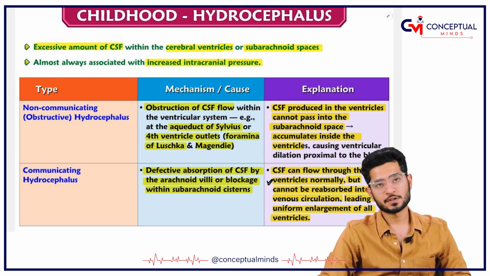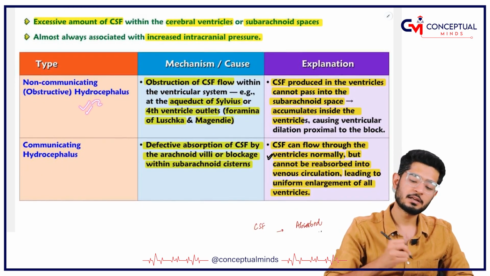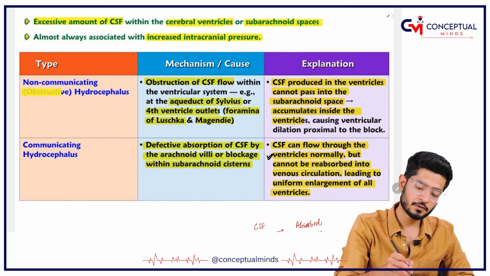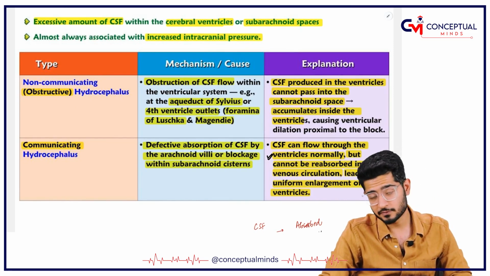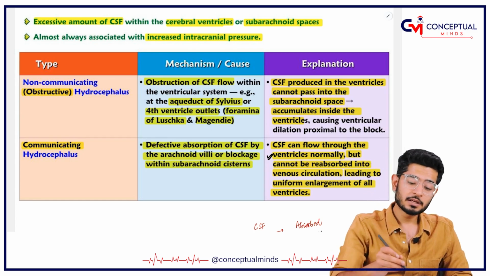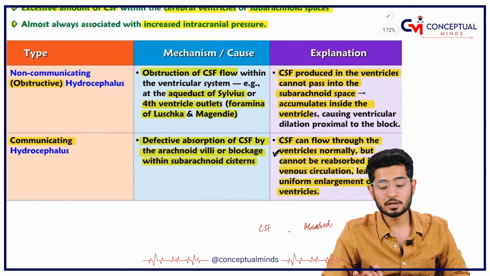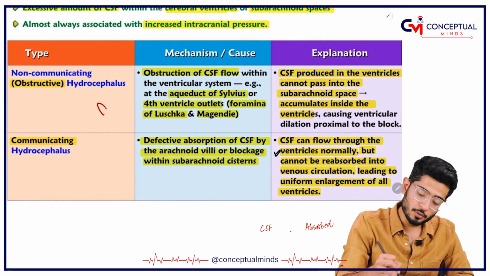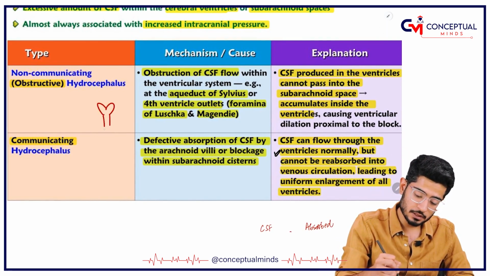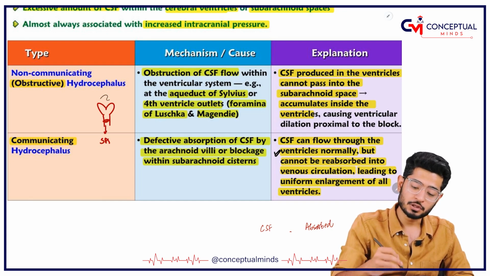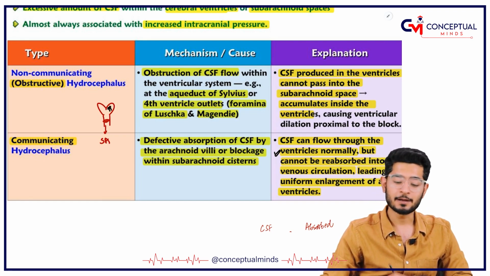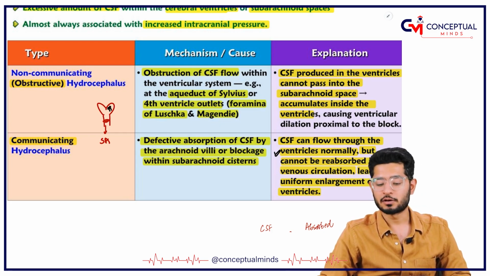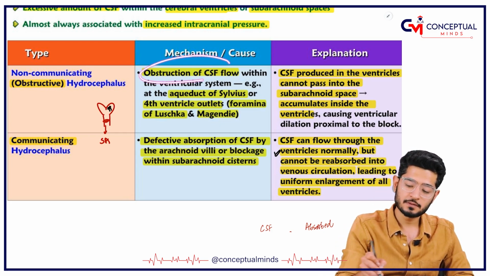Now, hydrocephalus is of two types. One is called non-communicating hydrocephalus, also called obstructive hydrocephalus, and the other is called communicating hydrocephalus. What is the difference between the two? Non-communicating hydrocephalus is also called obstructive hydrocephalus. That means from your ventricles, you are supposed to send CSF into the subarachnoid space, but if there is any obstruction, that is going to cause an increase in the amount of CSF in the ventricles, and that is why this is called obstructive hydrocephalus. So there will be obstruction to CSF outflow.